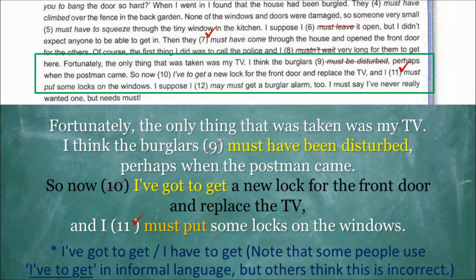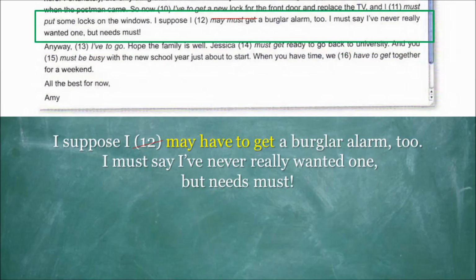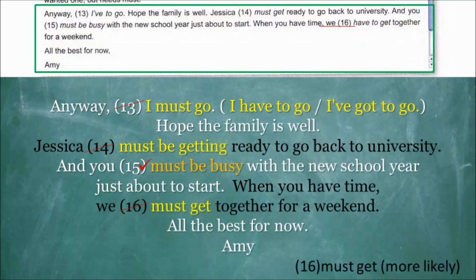So now I've got to get a new lock for the front door and replace the TV. And I must put some locks on the windows. I suppose I may have to get a burglar alarm too. I must say I've never really wanted one, but needs must. Anyway, I must go. Hope the family is well.